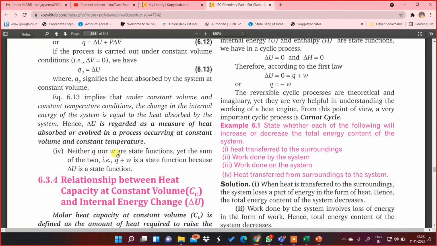So remember, Q and W are not state functions. Neither Q nor W is a state function. Yet, if you add them, Q plus W, you get delta U, which is a state function. So the sum of two path functions is giving a state function.